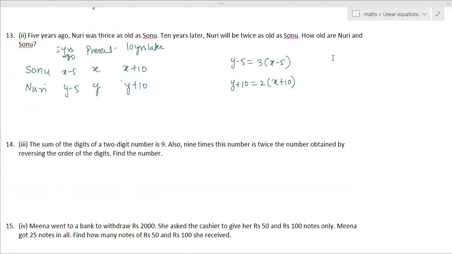Ma'am, x is equal to 20 and y is equal to 50, ma'am. 20 and 50. Yes, right. Yeah, same. Ma'am, x is equal to 20, right? Yes, right.